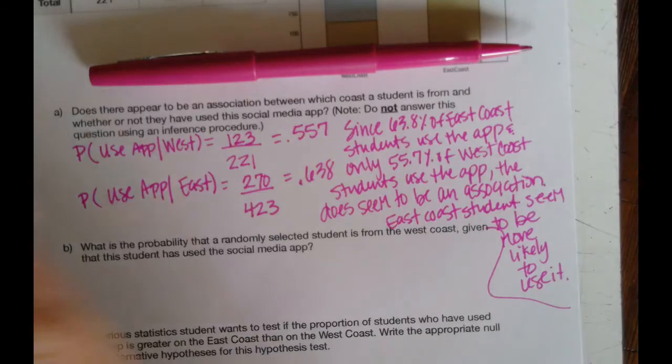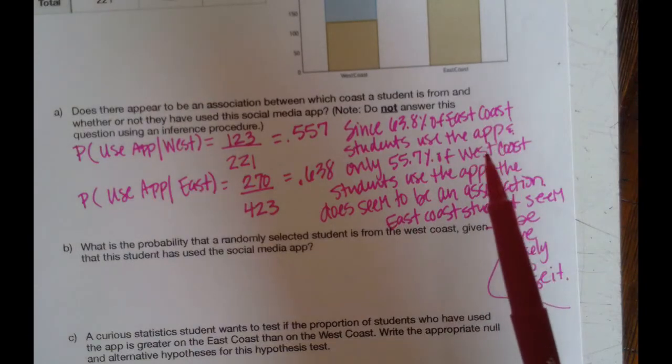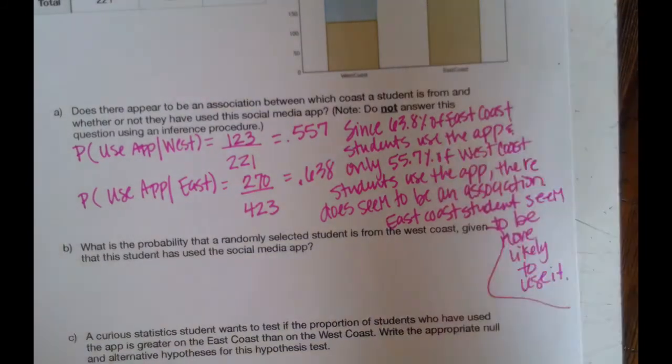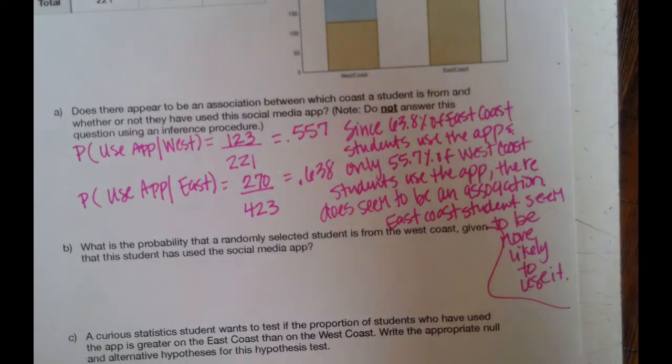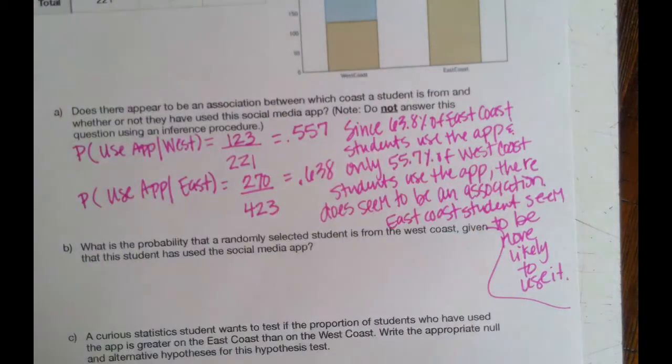Okay. So notice I said since 63.8% of East Coast students use the app and only 55.7% of West Coast students use the app, there does seem to be an association. East Coast students seem to be more likely to use the app. So you need to make sure you answer the question. You need to back it up with statistics.